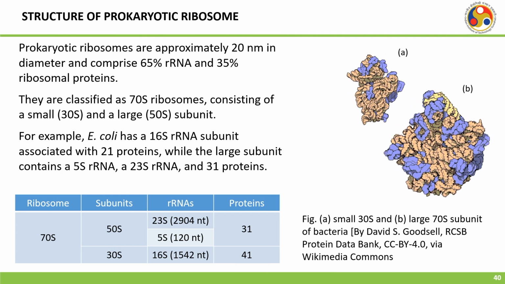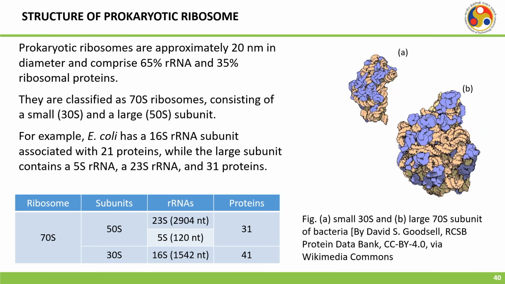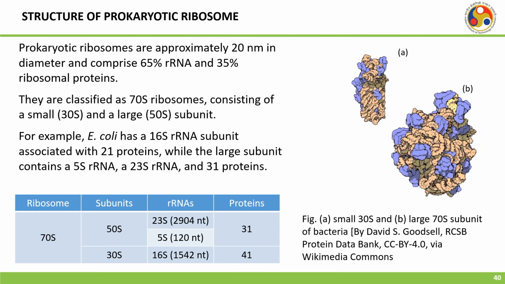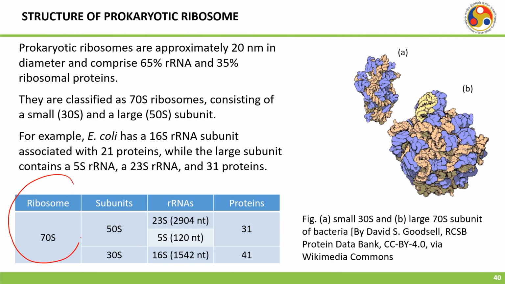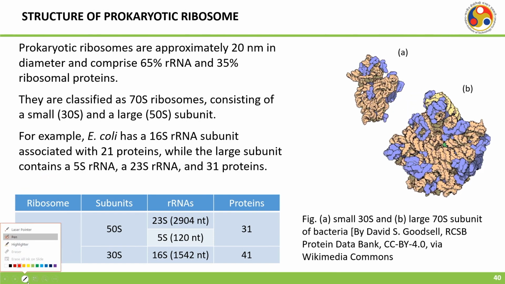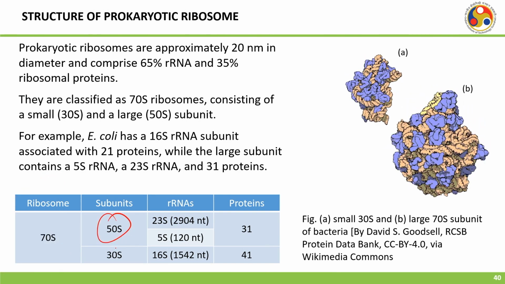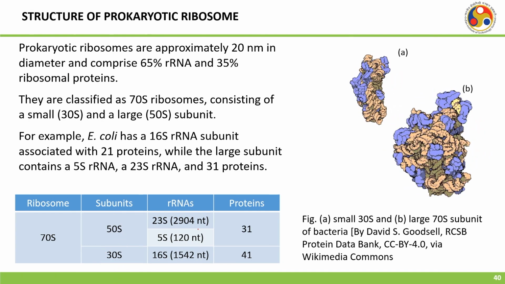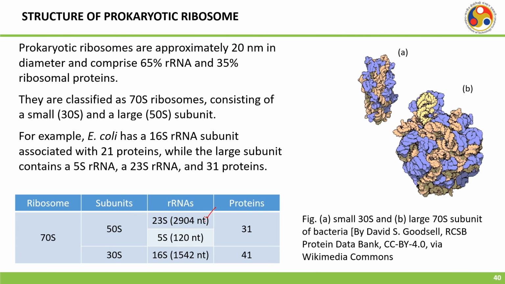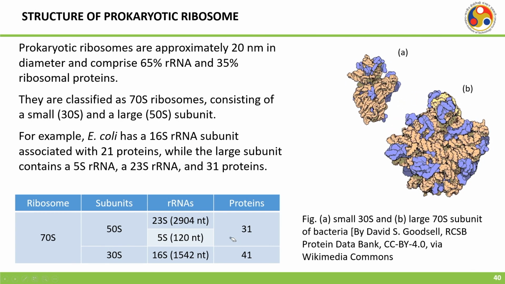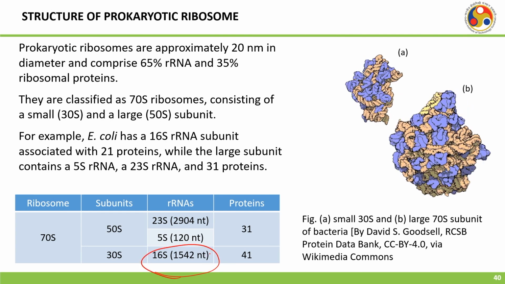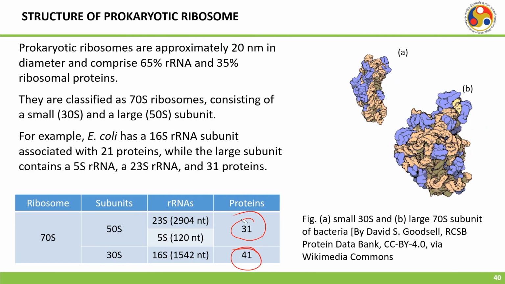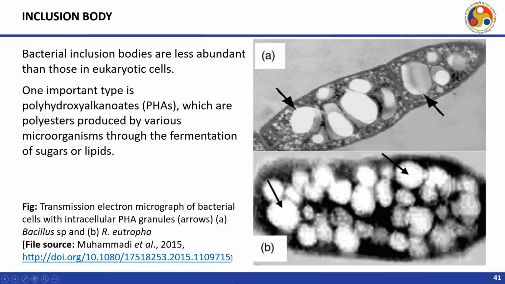For example, E. coli has a 16S rRNA subunit associated with 21 proteins, while the large subunit contains a 5S rRNA, a 23S rRNA and 31 proteins. So, this whole ribosome is of size 70S and has 2 subunits, 50S and 30S, and then you can see the rRNAs: the 23S of the 50S subunit, which is around 2904 nucleotides, the 5S, which is around 120 nucleotides, and the 16S, which is around 1542 nucleotides. The large subunit has 31 proteins and the small subunit has 21 protein molecules.